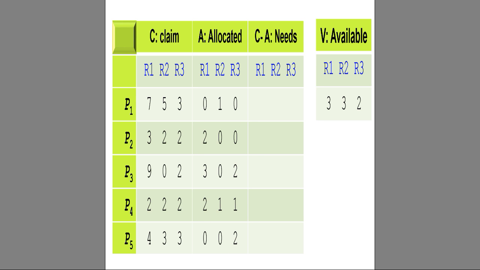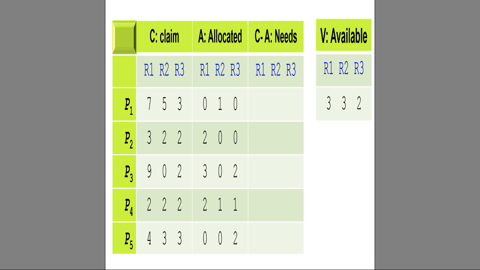So before we start checking whether the state is safe or not, we calculate what's called the needs. What could process one, for example, request in the future? And this is defined as the maximum claim it declared at the beginning minus what is currently allocated.